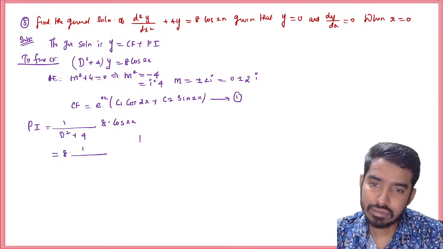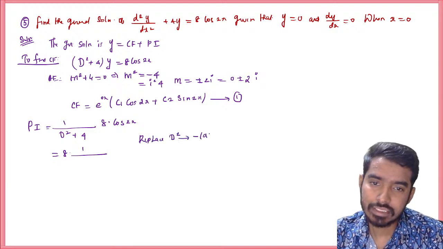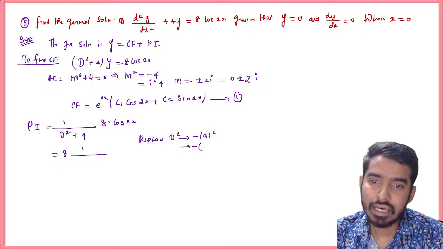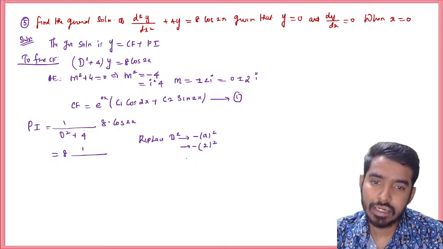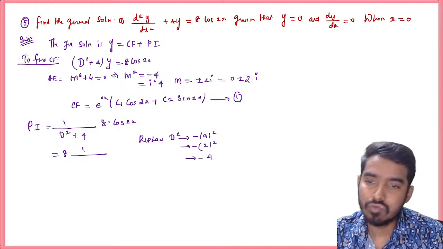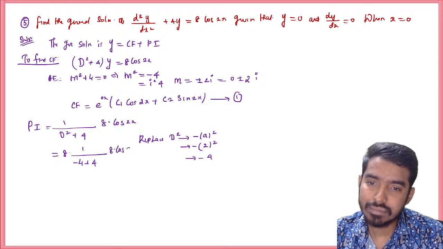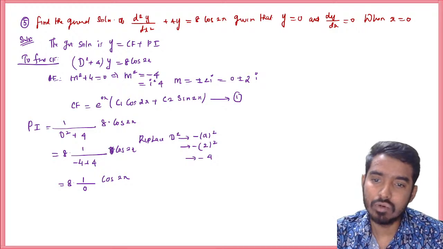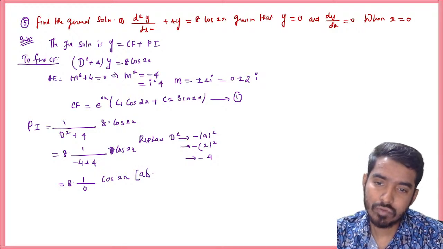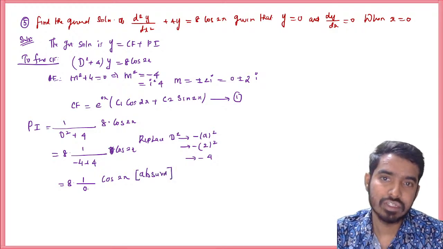So replace D square is equal to minus a square. So minus of a square, where a is 2 here. So it will be D square replaced by minus 4. So we will have minus 4 plus 4 in the denominator. This is 0, right? So 8 into 1 by 0 cos 2x. We have this 8 outside. So it is absurd, right? Whenever your denominator is 0, we'll call this absurd.